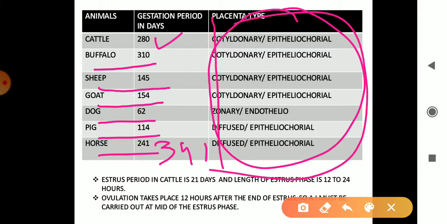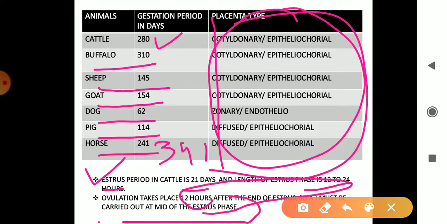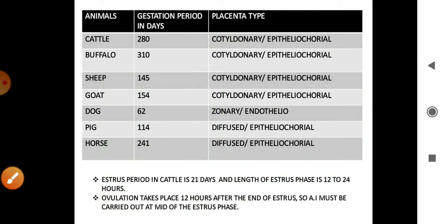Generally, like the menstrual flow in human females, in cattle it is known as the estrus period. The total cycle is 21 days, and the estrus behavior lasts for 12 to 14 hours. Generally, the egg coming from the corpus luteum is released 12 hours after the manifestation of estrus. So artificial insemination is carried out at the mid of the estrus phase.